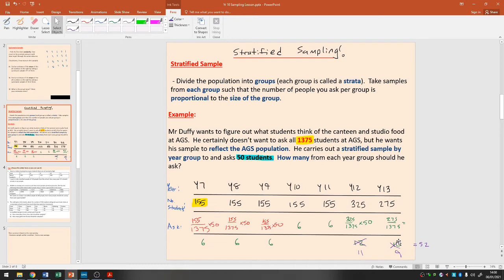So it matches just perfectly up with the last topic that we just did, but we know now that we're just going to ask this many of each year group because that matches the whole population. So I hope that that makes sense. Does that make sense? Good.